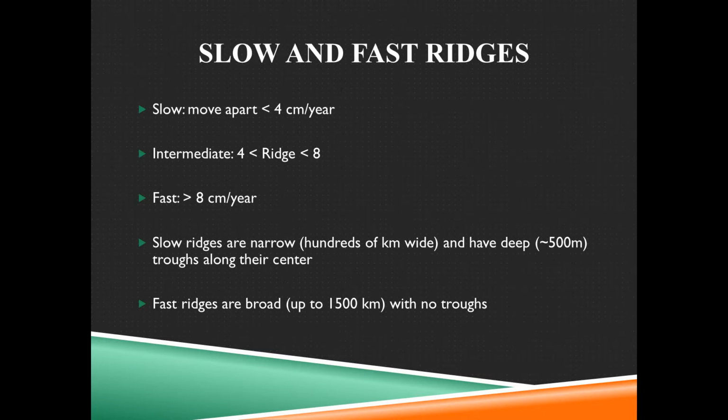On the fast spreading one, spreading 8 centimeters a year or maybe more, it's going to go at least twice as far before it cools the same amount. That means that ridge is much wider because the rock has traveled further, it has spread more before it cooled enough to sink.